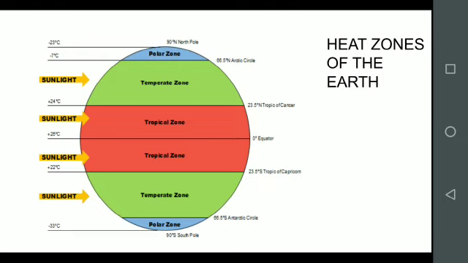The regions from the Arctic Circle to the North Pole and from the Antarctic Circle to the South Pole are called the polar zones or the frigid zones. These zones remain frozen throughout the year.